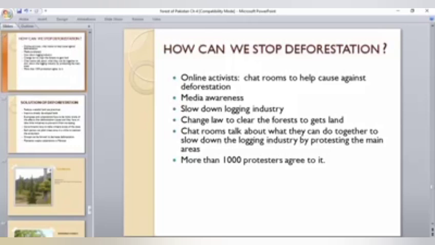Chat rooms talk about what they can do together to slow down the logging industry by protesting, protecting the main areas. More than 1,000 protesters agreed to it. So we can make people aware of the disaster of deforestation, as well as utilize other areas for construction and for other purposes, or utilize other areas for forestation as well.